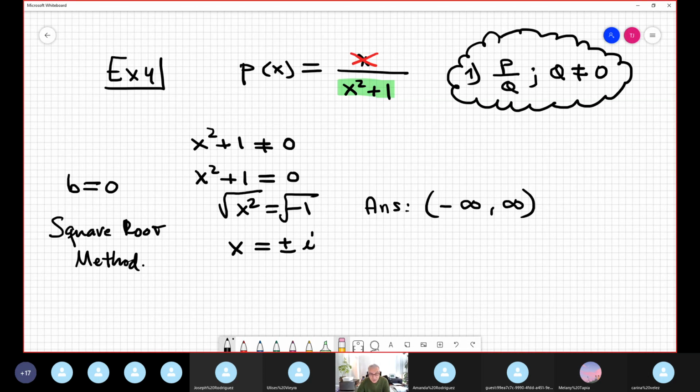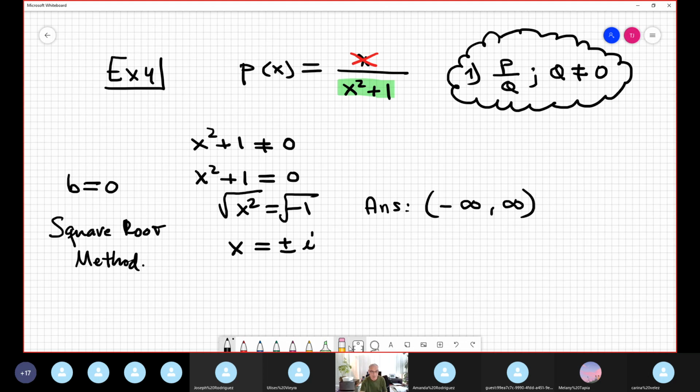Plus or minus i is a number, but it's an imaginary number. Here I want to find real numbers. And in the real numbers, we have no restriction. We have no restriction because the domain is the real numbers. So the most common functions, those that have no fraction or square root, have no restriction. We have no restriction because the domain is real.